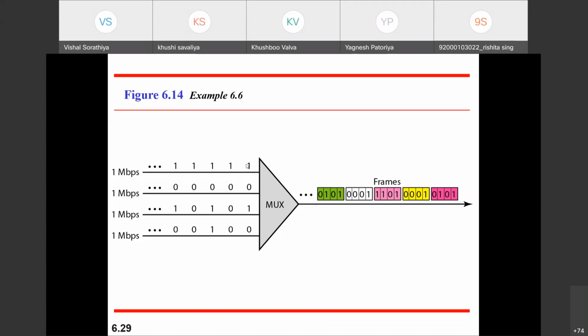So you can see there is 1 0 1 0. So the first frame is generated as A B C D. Then you can say 1 0 0, so the second frame will be generated. Then 1 0 1 1, and it is generated.